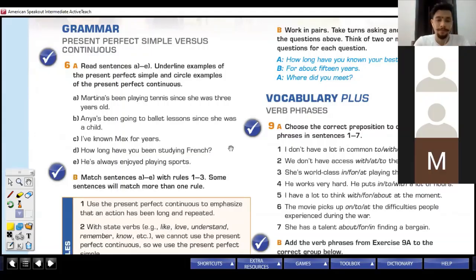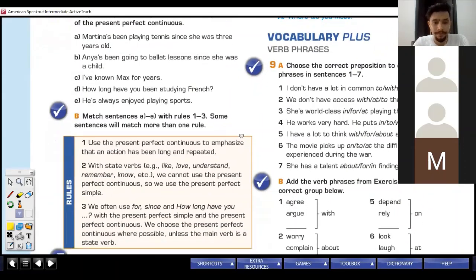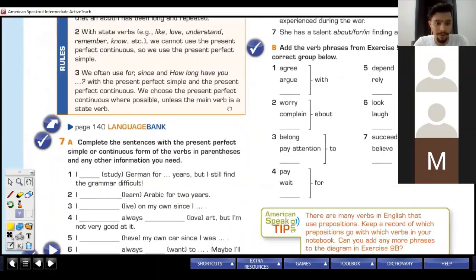Yes. Okay. Now, E, he's always enjoyed playing sports? Simple or continuous? Simple. And the action of enjoying it, is it still happening now or no? No, right? This is just an action that has ended. Present perfect simple. All right, great. That was very good, guys.